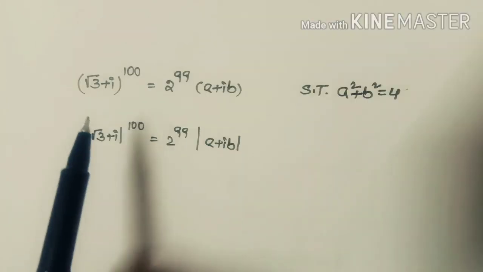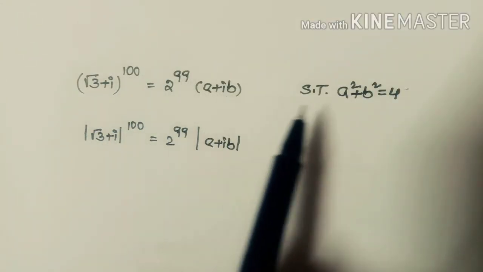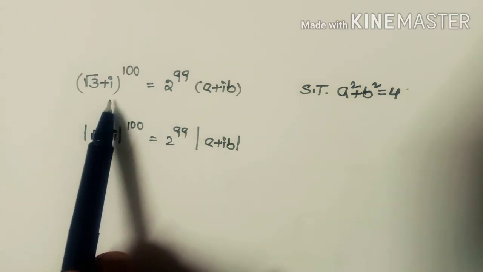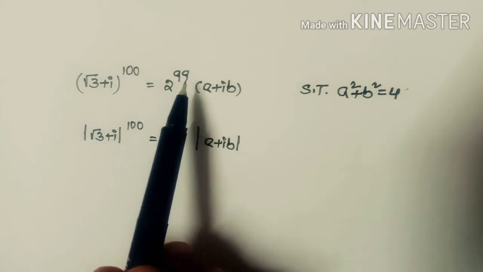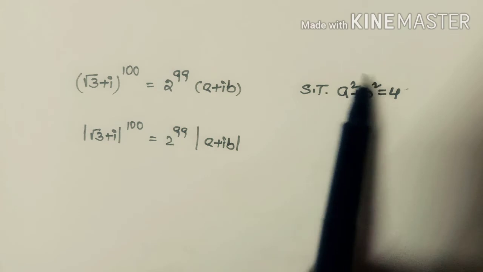That's all. If root 3 plus i power 100 is equal to 2 power 99 into a plus ib, then show that a square plus b square is equal to 4. So first, given that root 3 plus i whole power 100 is equal to 2 power 99 into a plus ib. Now we want to show that a square plus b square is equal to 4.